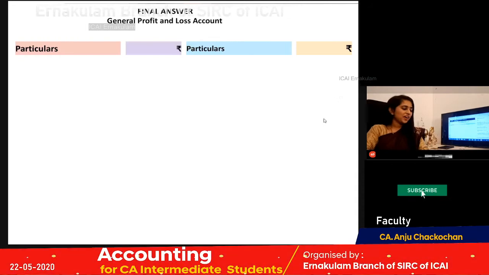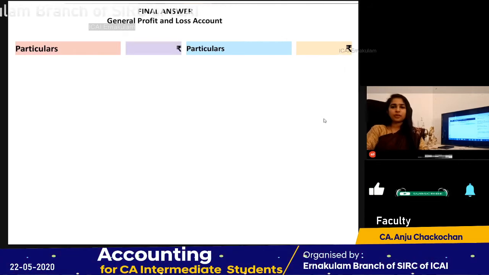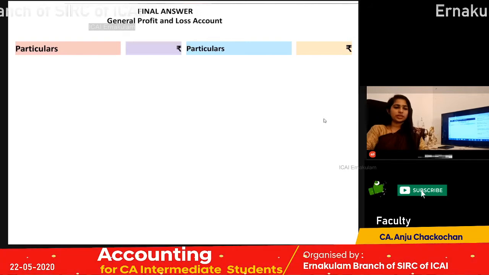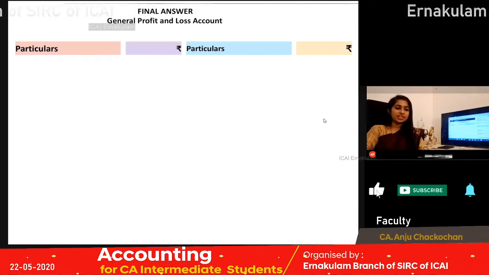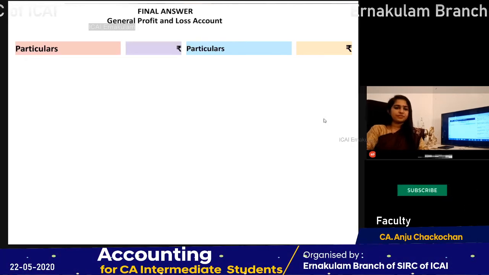Okay, all others, everybody compute the final answer of net profit. 2 lakh 37. Let's wait and see if that is the answer. Everybody, in the meantime, I want a response from everyone.